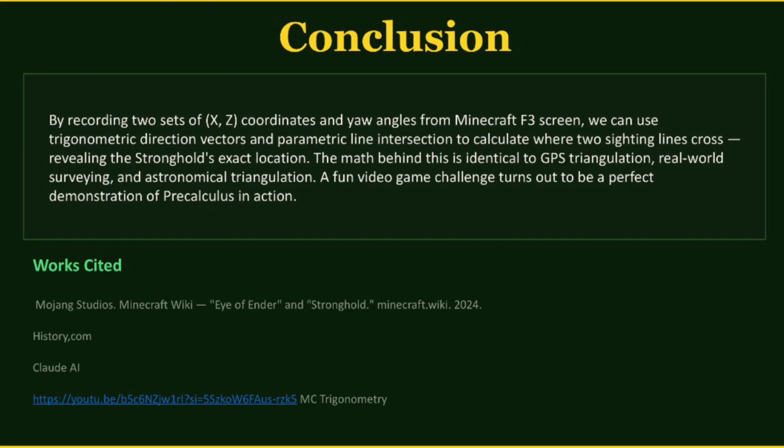Conclusion: by recording two sets of the X and Z coordinates and the YAW angles from Minecraft's F3 screen, we can use trigonometric direction vectors and parametric line intersections to calculate where two sighting lines cross, or the two lines created by the Eyes of Ender, revealing the stronghold's exact location. The math behind this is identical to GPS triangulation, surveying, and astronomical triangulation, and essentially it's just a fun way to challenge ourselves instead of mindlessly wasting our resources, and making it easier for ourselves and just using math in our daily life.